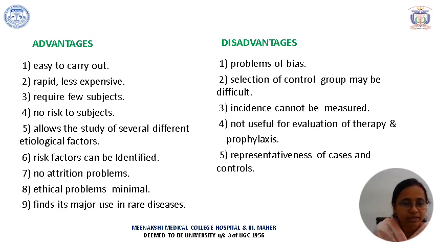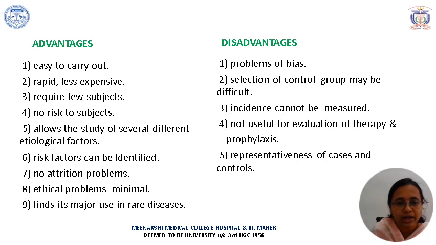The next advantage is that it allows the study of several different etiological factors. How? Because we are taking patients with a rare disease and working backwards, we are able to collect different data on the risk factors, so that we can identify the different etiological factors. And risk factors can be identified. The next important one is no attrition problems, that is, no loss to follow up. Next, ethical problems are minimal. And the last is the major use in rare diseases, because we can't do a cohort study, which requires a larger sample and follow up for a longer duration.